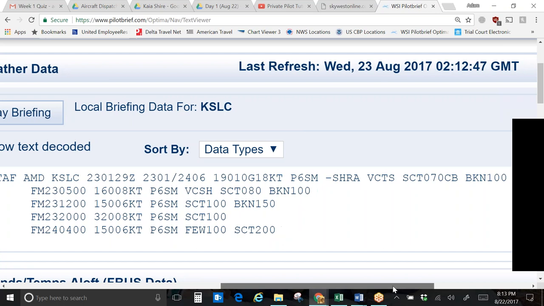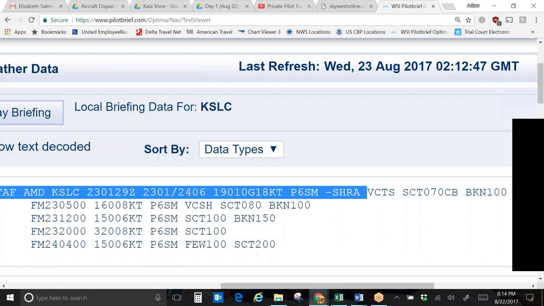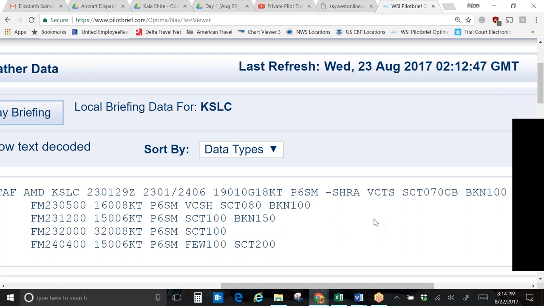VCTS, anybody know what that is? Vicinity thunderstorms. When it says vicinity, if it said TS, they would switch it and actually put it here. But when it says VCTS, the only thing that means to us is that it's not over the airport. It's in the vicinity, but not over. Scattered 7,000, cumulonimbus, broken 10,000.